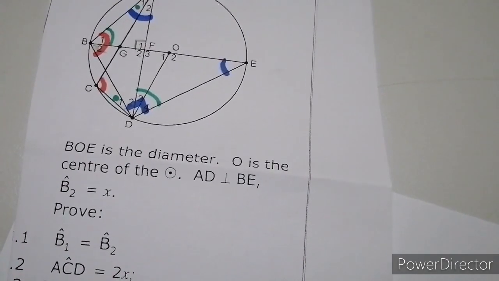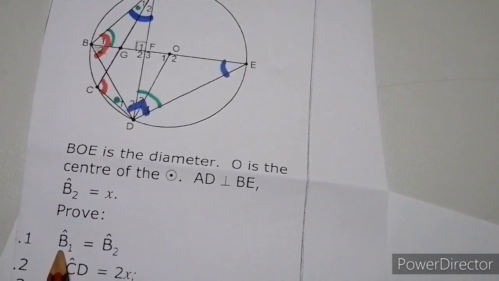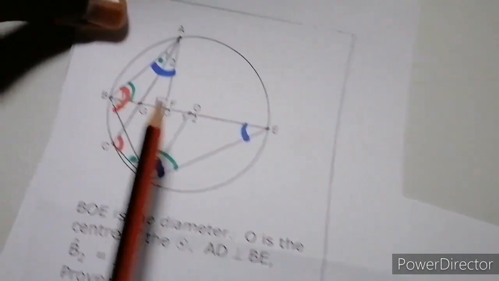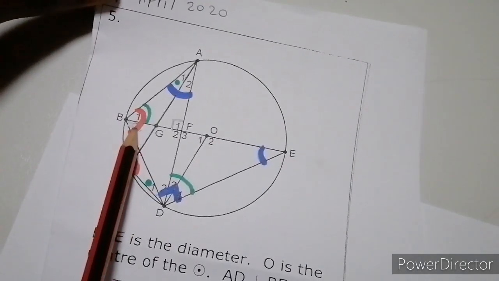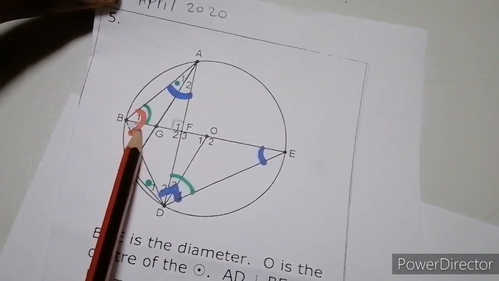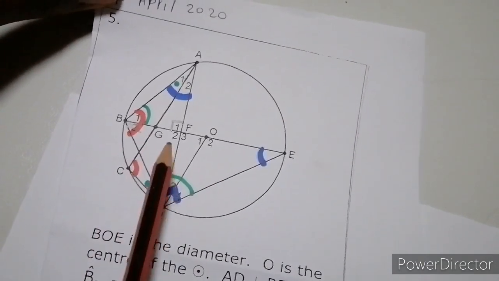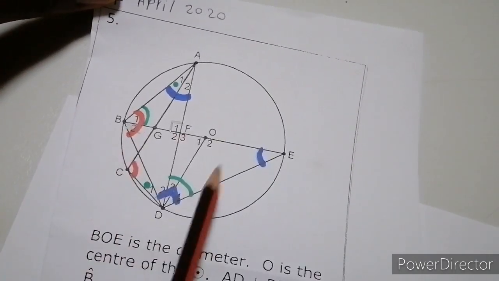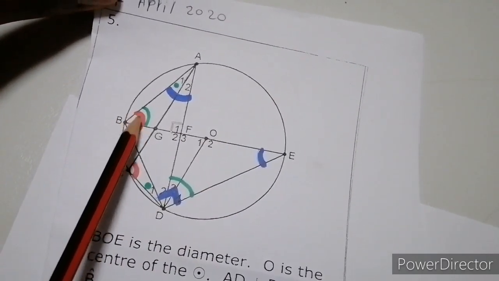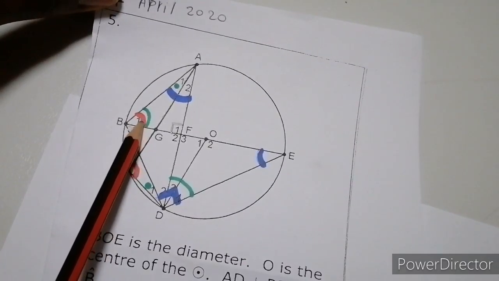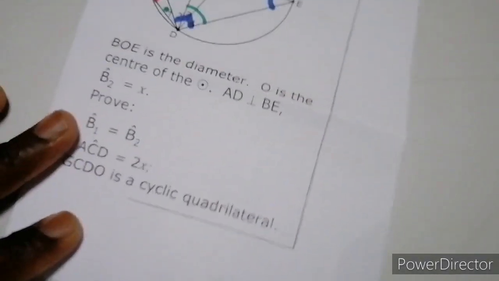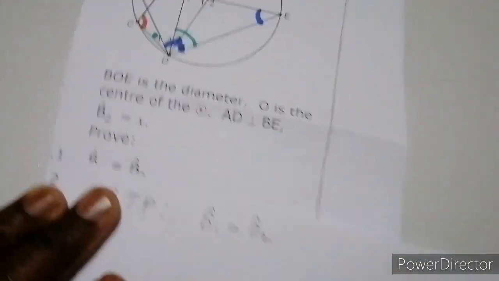First question, prove B1 is equal to angle B2. Right. If you can see in the diagram, angle B2 is not indicated the same as any other angle there. But angle B2 is equal to X. It means we're going to find other angles in terms of X until we arrive at B1 in terms of X. If you find B1 equal to X, then we conclude. Right, now we are required to prove this. Let's start.